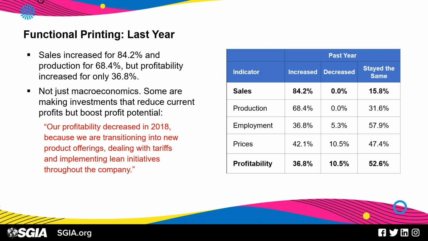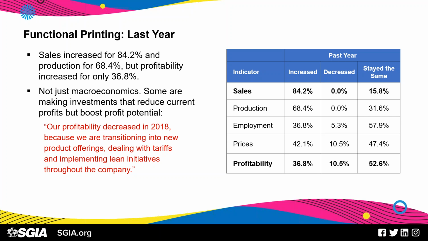Some of the functional printers we surveyed are making investments that reduce current profits but boost profit potential. In fact, one of the company owners Olga interviewed attributes the decline in her company's 2018 profitability, in red on the bottom left of the slide, in part to tariff increases, but also to transitioning into new product offerings and implementing lean initiatives throughout the company that she is convinced will boost future profitability.